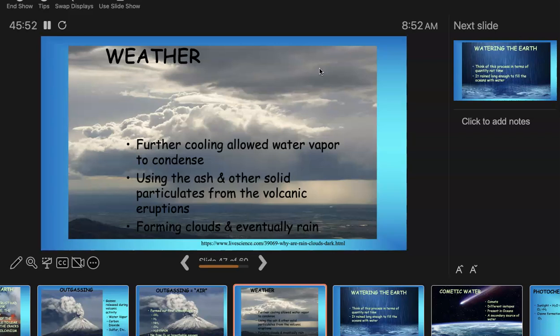And little by little, bit by bit, we started to form clouds. And when clouds get big enough, as you know, they start to fall apart. What we call precipitation, rain.